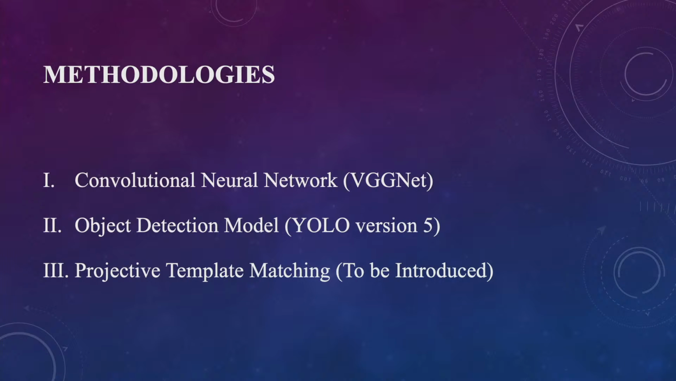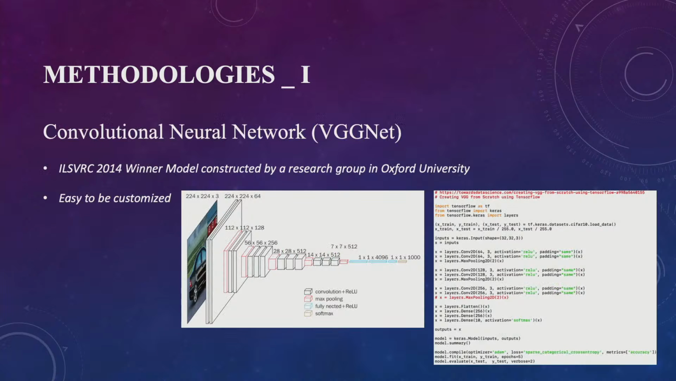The methodologies we tried for the model construction are the same as referenced researches. For convolutional neural network, we utilized VGGNet. For object detection, we used a YOLO version 5 model. And at last, for projective template matching, we referenced an essay from another research group which is to be introduced.